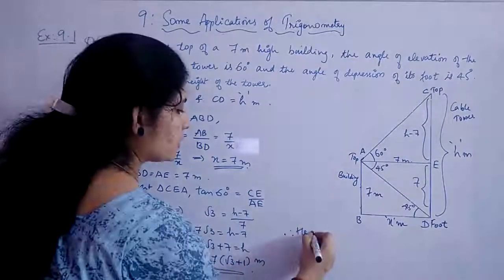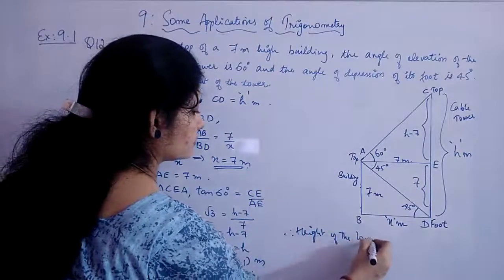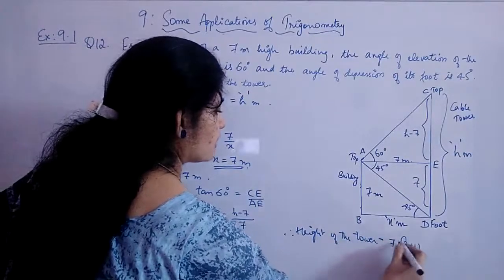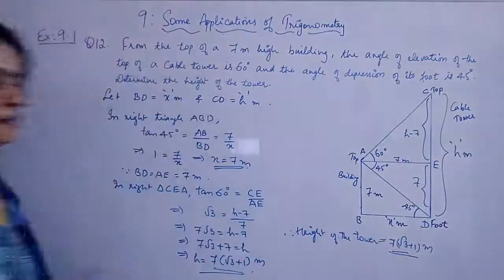Therefore, height of the tower is 7 into root 3 plus 1 meters. Okay.